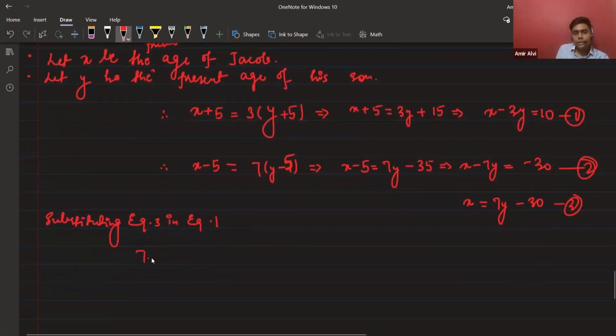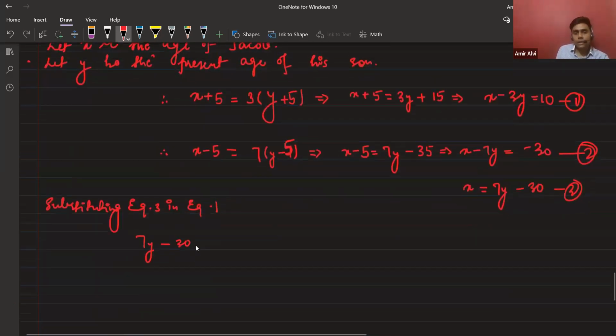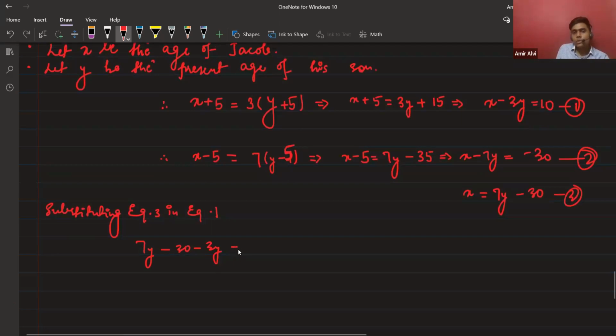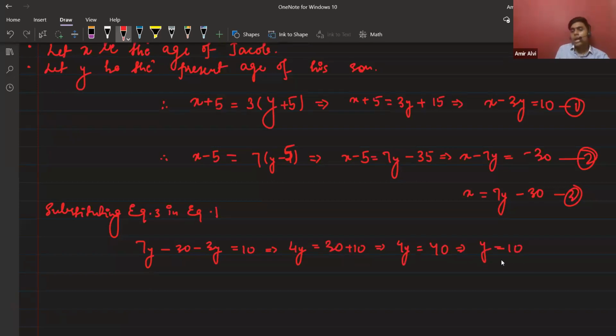So 7y minus 30 minus 3y is equal to 10. Yes or no? Yes, sir. So 7y minus 3y, 4y will be left, and 30 becomes positive on the right-hand side. Basically, it's 4y equals 40. So y is equal to 10. So the current age of Jacob's son is 10 years. Very good.